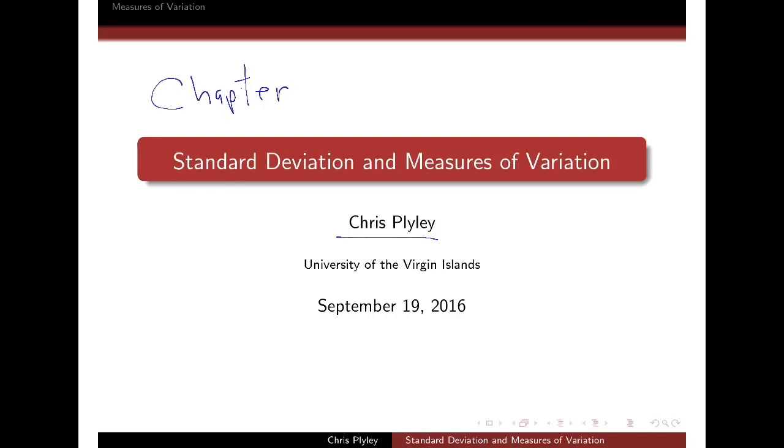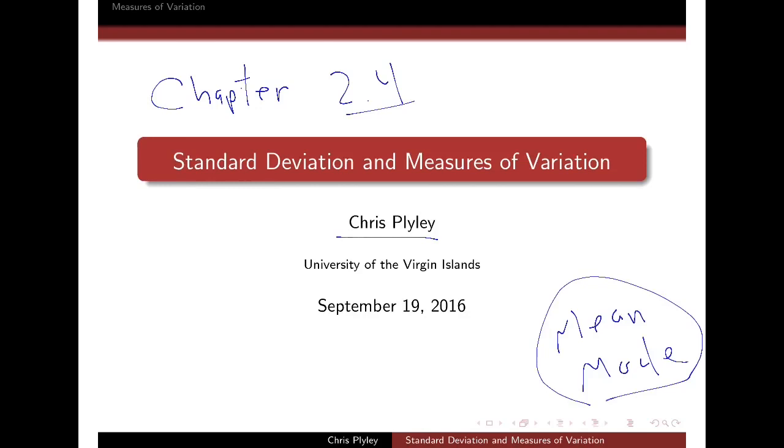In 2.3, remember, we talked about measures of center, in particular things like mean, median, and mode, and how we use those to determine where the center of our data lies. But now we want to move on to something else. Knowing the center of the data is not quite enough to fully understand it, and we move on to studying what we call measures of variation. And in particular, we talk about the muy importante concept of standard deviation.